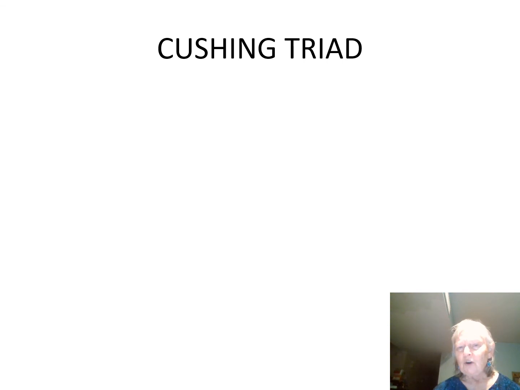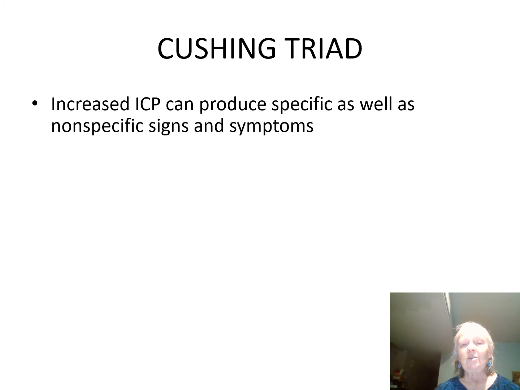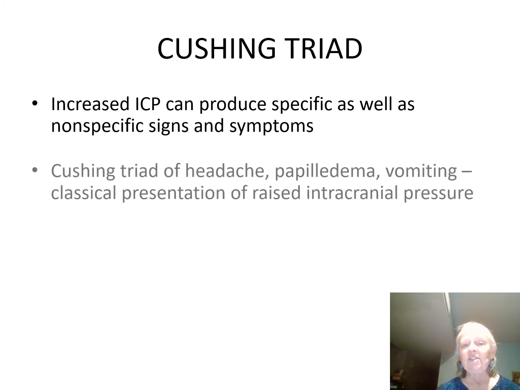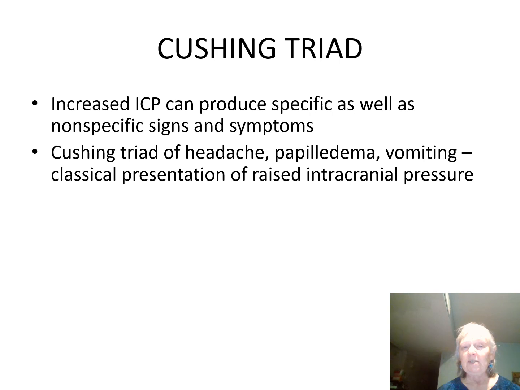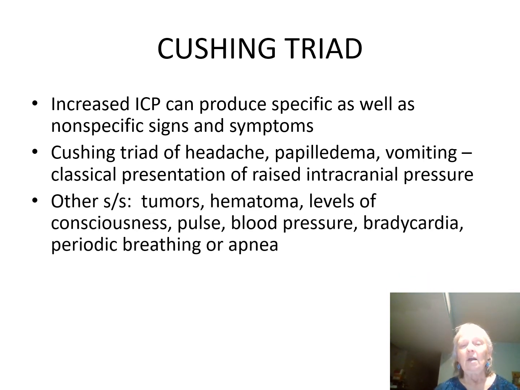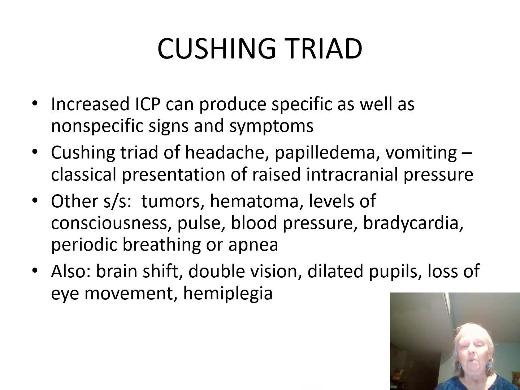There's different Cushing triads. It just depends on what you're reading for the most part. With the Cushing triad, you have some very specific and non-specific symptoms and signs. You can have headache, papilledema. Remember, that's the swelling of the optic disc, vomiting, are some of the classical presentations of increased ICP. Other things we may see, tumors, hematoma, blood pressure going up, going down, bradycardia, and then some apnea on occasions too. Brain shift, double vision, dilated pupils, loss of eye movements, different things like that will happen with it.